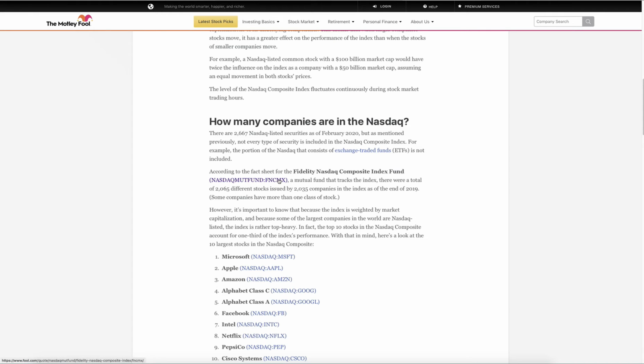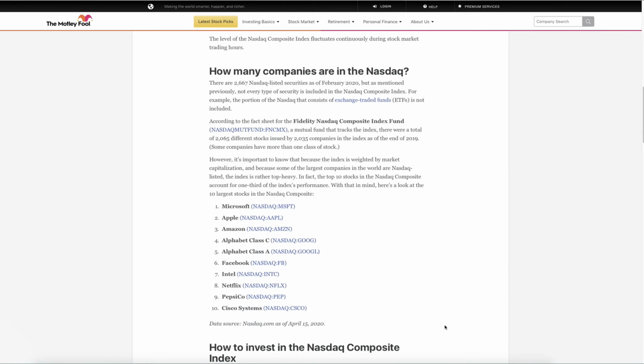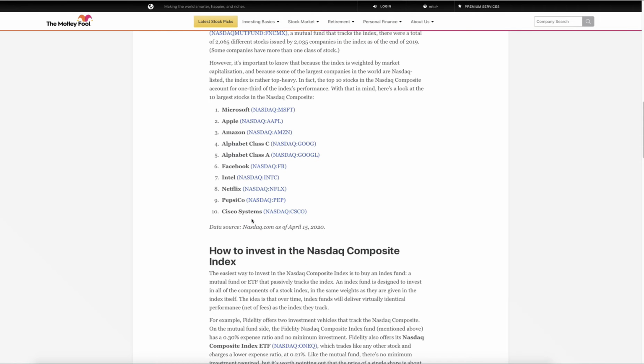So you can see Microsoft, Apple, Amazon, Alphabet, Facebook, Intel, Netflix, PepsiCo, and Cisco Systems. So most of the same stocks, you're seeing kind of the same names over and over again because they're showing you some of the biggest movers in each one of these indexes. So the indexes, S&P and the Dow, really just make it less of a hassle to understand the trend of a certain sector or a certain group of stocks that one may be looking for.